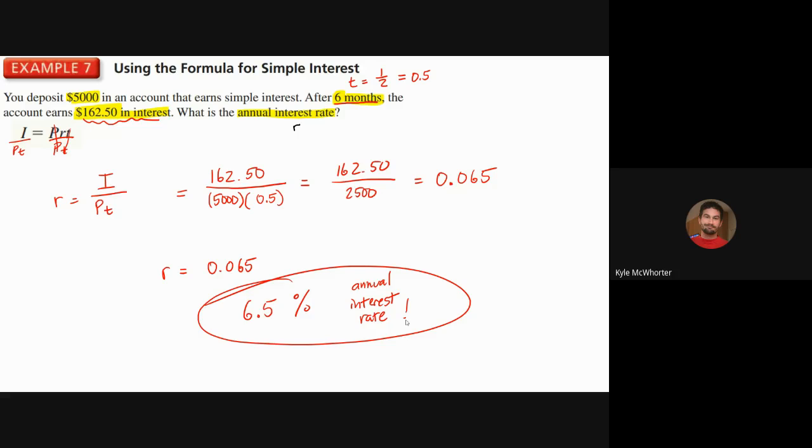One last one. We're almost done. Annual interest rate. One last one. Almost done. Somebody's playing with skateboards.